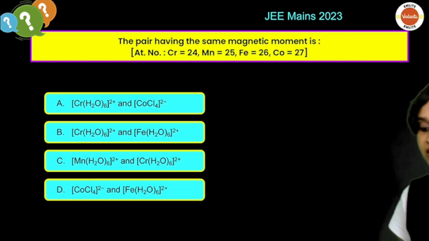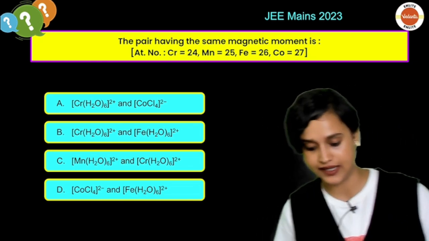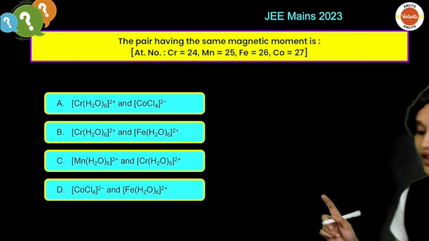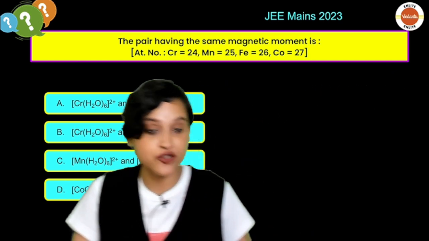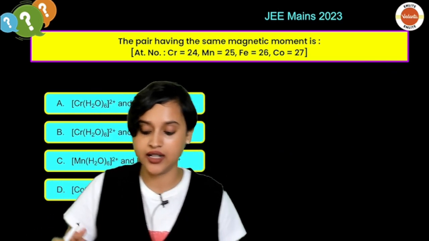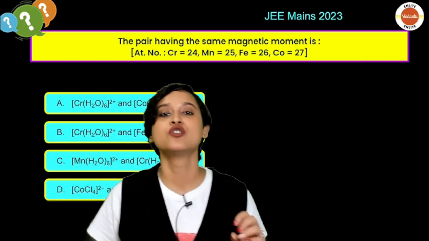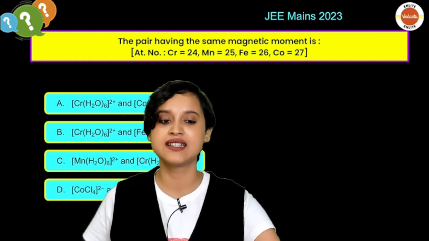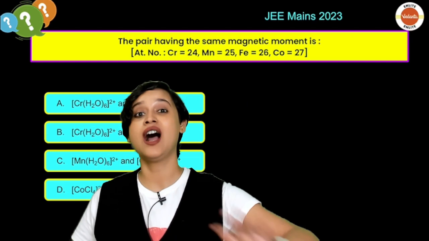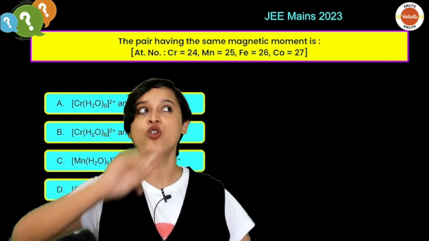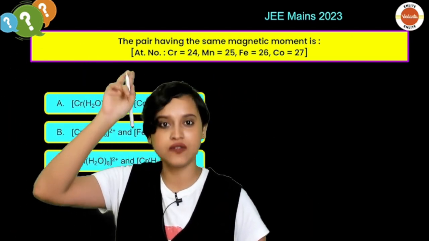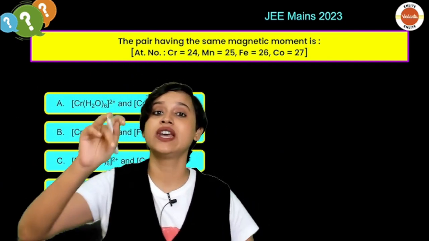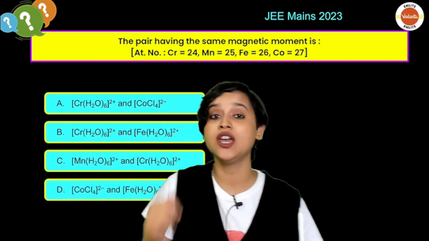The pair having the same magnetic moment is, which pair has the same magnetic moment? They have also given you the atomic numbers. Atomic number for chromium is 24, manganese is 25, iron is 26, and cobalt is 27. Generally in the JEE paper, they will give you the atomic number. However, it is good to know the first series of d block elements, all of their atomic numbers and all of their electronic configurations. You should be able to tell.